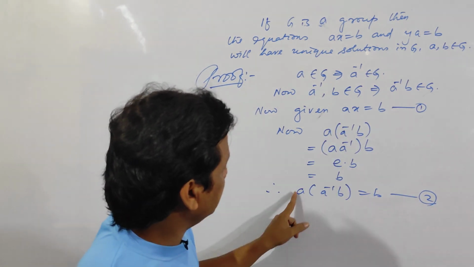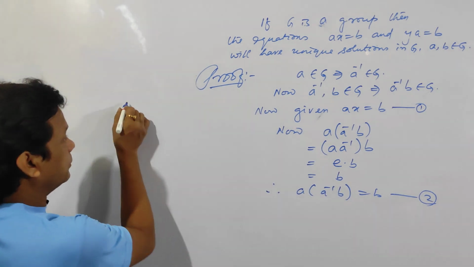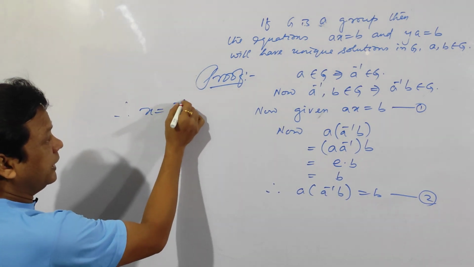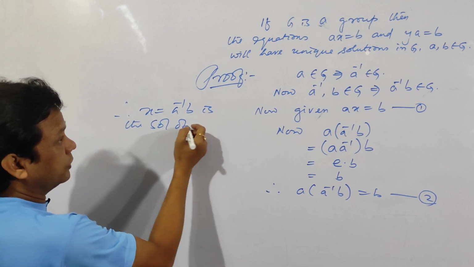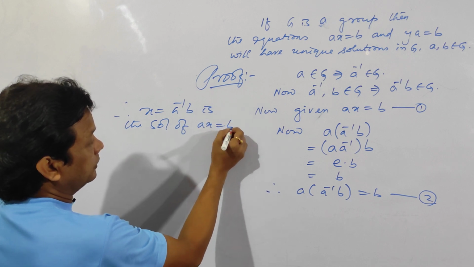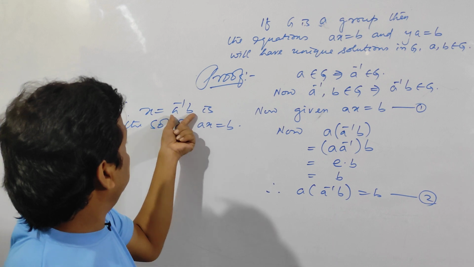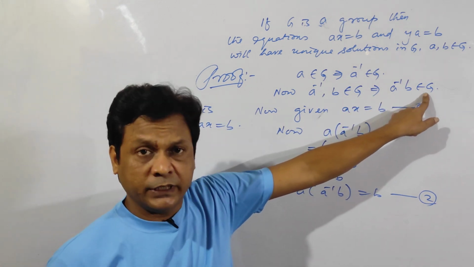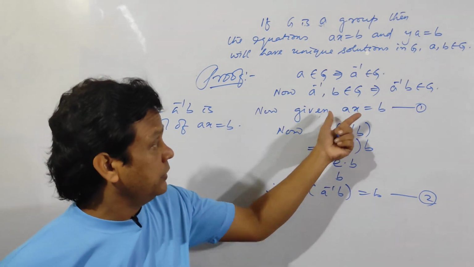So simply compare equation 1 and 2. B is there, A is there. So in place of X, I have written A inverse B. Therefore, X is equal to A inverse B is the solution of AX is equal to B. Clear? And I have already proved that A inverse B is an element of G, and I have shown that A inverse B is the solution of this equation.